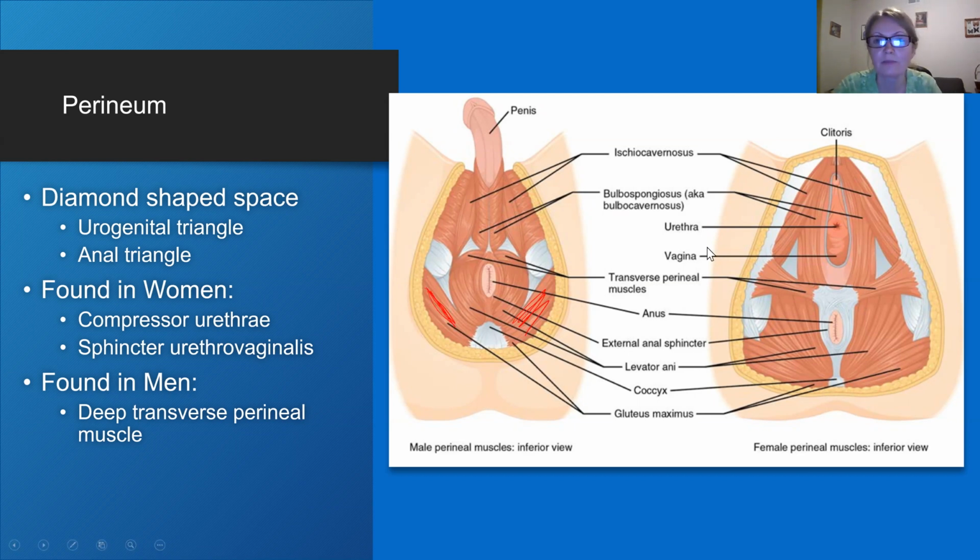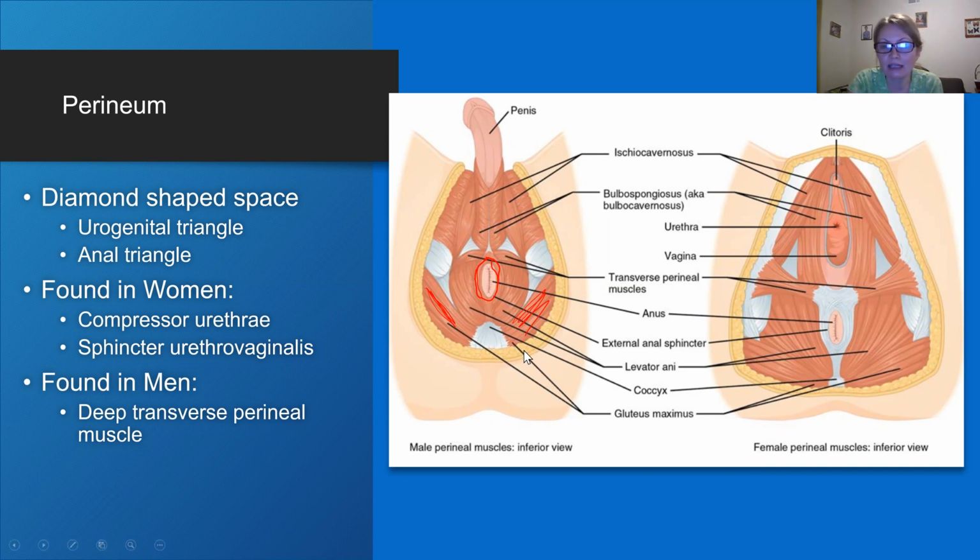So mostly if you compare male and female perineum, we do have different external genitalia, but most of the muscles are the same. We're just going to point out some of them, like this one that is called external anal sphincter right there. Right, and this is what you can control because it's skeletal muscle and it prevents you from pooping in your pants, right? That external anal sphincter.